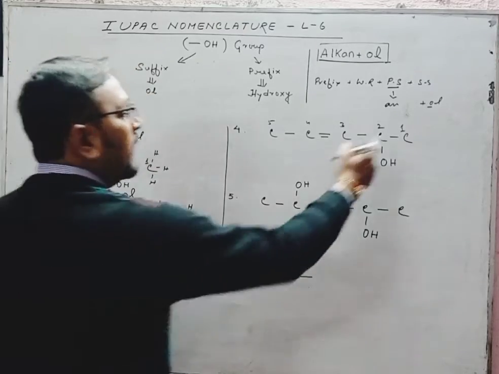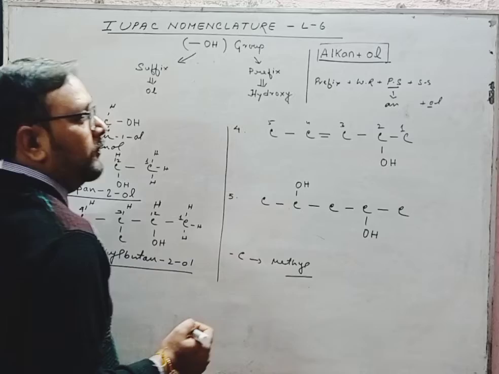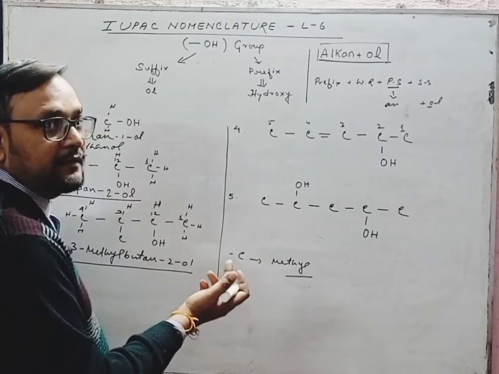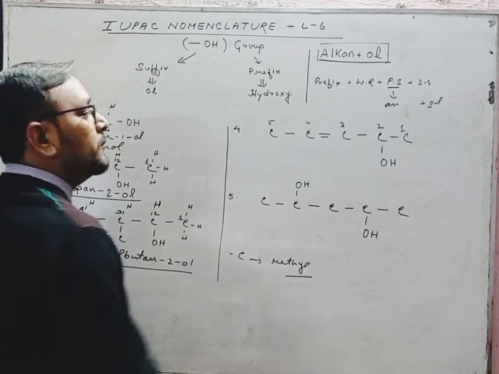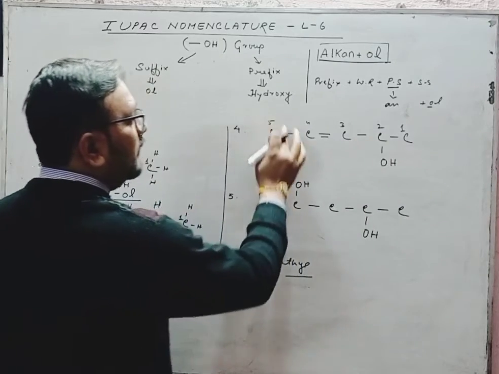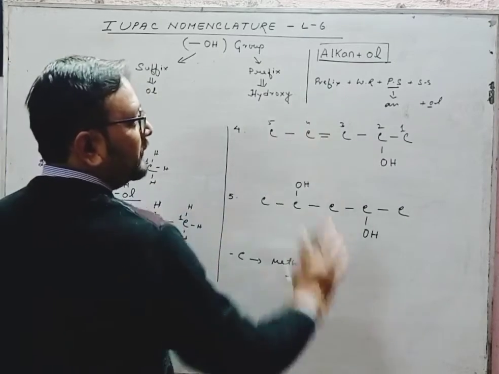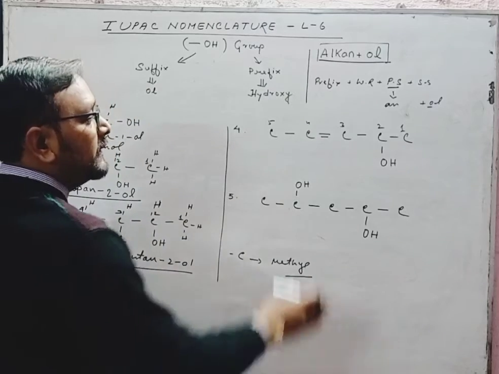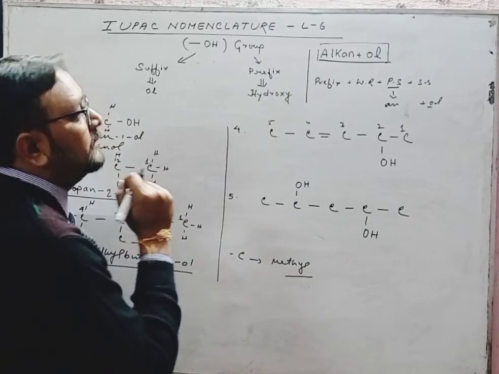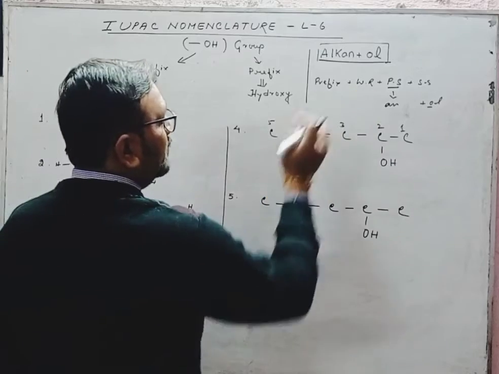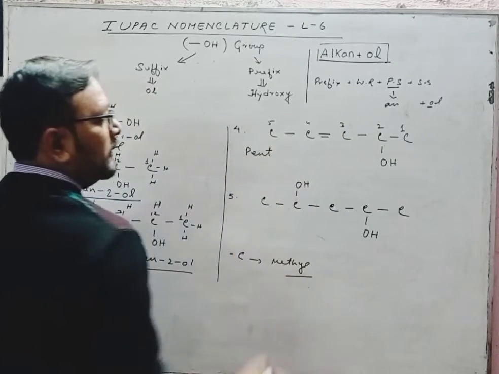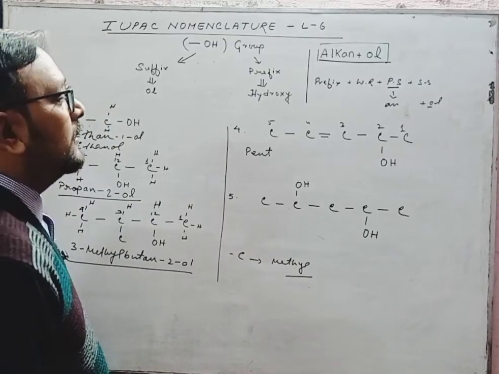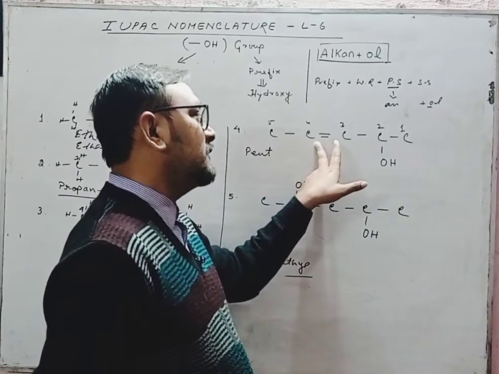So 1, 2, 3, 4, 5. Now from where shall I start? I shall start from that double bond. In this case, because no prefix is here, no substituent is given, I will start with the word root. So what is the word root? Pent.